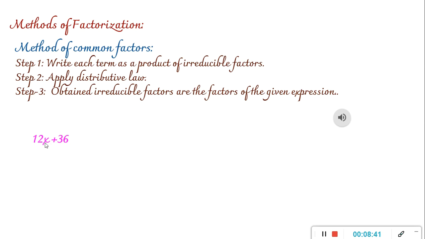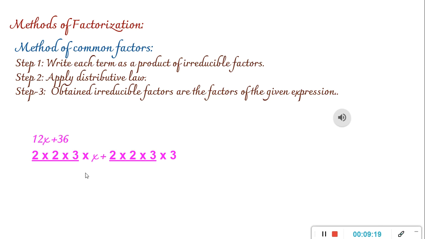One term is 12x and the other term is 36. Let us first write 12x as irreducible factors. 12x can be written as 12 into x. Now 12 can be further written as 2 into 2 into 3. That is how we do prime factorization. So 12x can be written as 2 into 2 into 3 into x. In a similar way, let us write 36. If you factorize it, you will get 2 into 2 into 3 into 3. Right? So that is our step number 1.